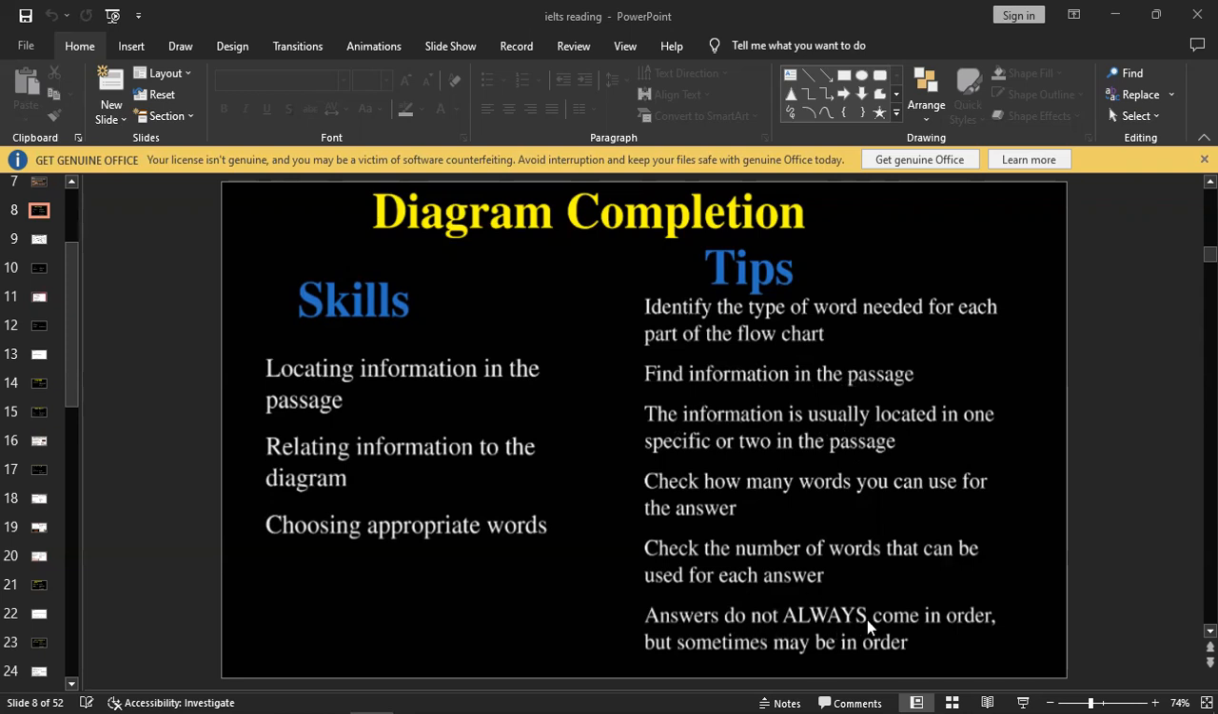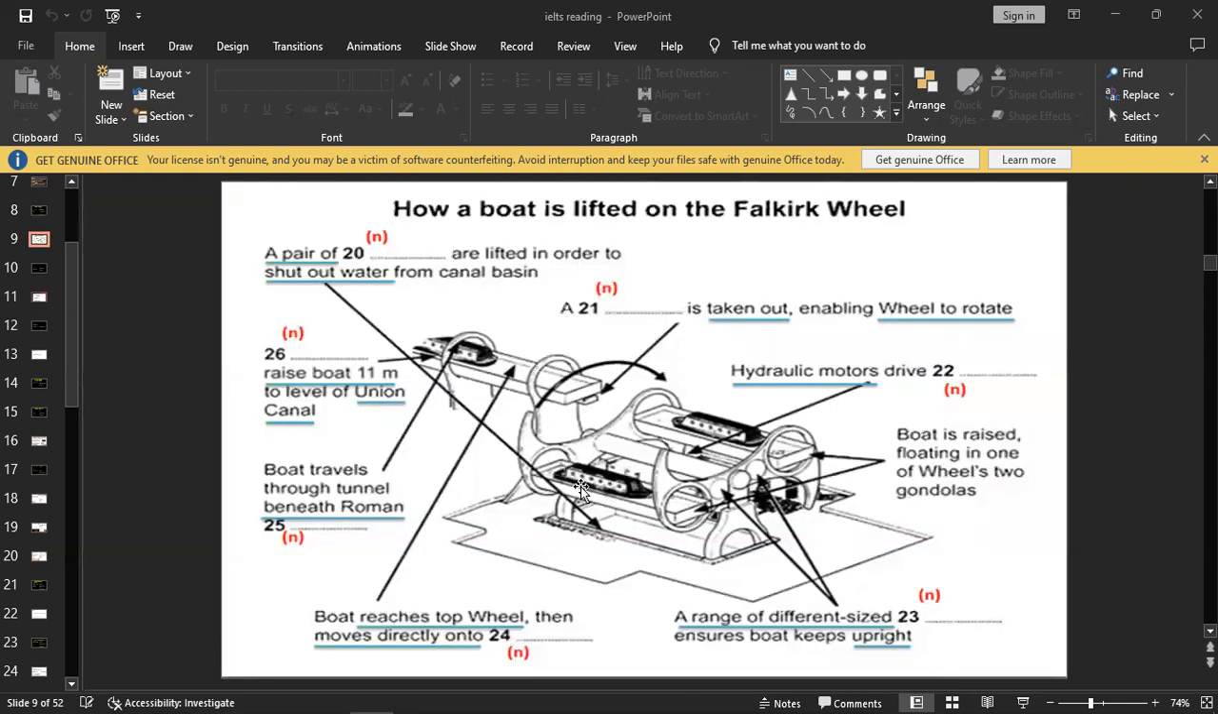Answers do not always come in order, but sometimes may be in order. But what have we learned about diagram labeling? Like the list of headings, they do not follow word order. You have to find the answers according to the passage reading. So this is an example of a diagram labeling.